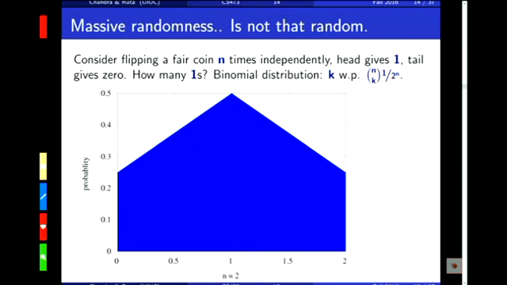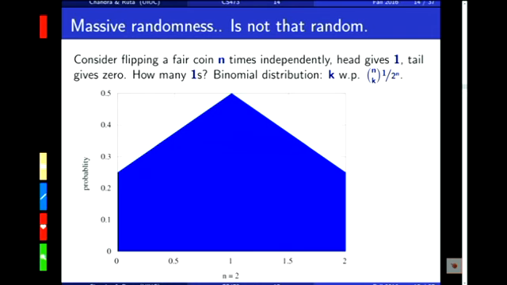So suppose I toss it 2 times. Then with half probability, I get 1 head. With 1/4, I get 0, and with 1/4, I get 2. Good?